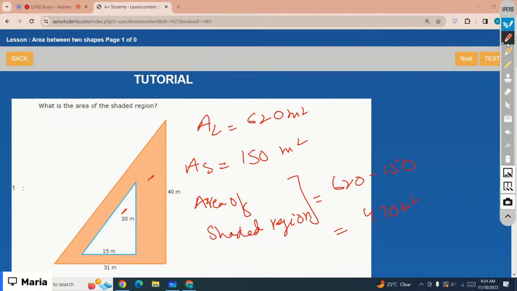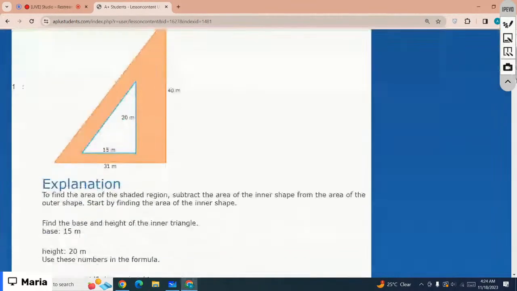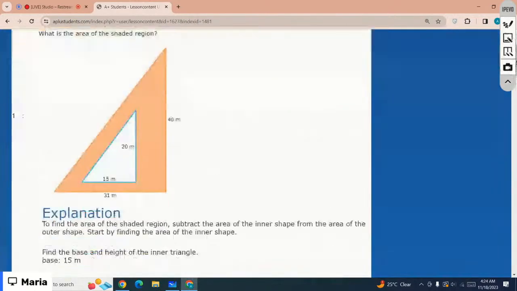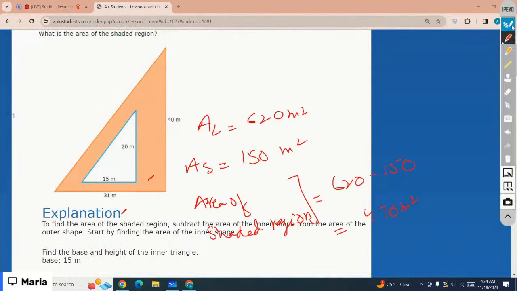Got it? Why did we subtract? Because when you calculate the area of the larger triangle, the area of the smaller triangle is included in the larger one, because the smaller triangle is inside the larger one. That's why you subtract the area of the smaller triangle and you will get the area of the shaded region.